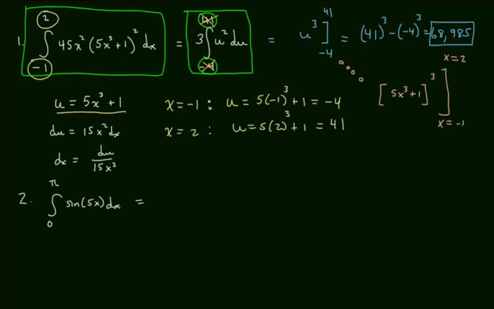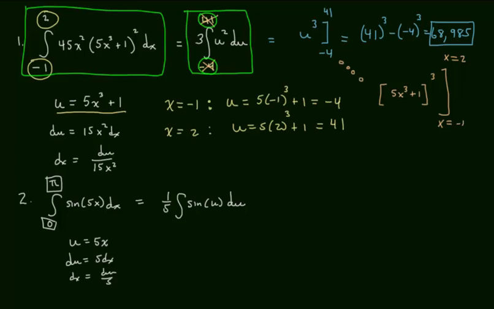Example 2, the integral from 0 to pi of sine of 5x. This is a mini u, but I'll do it anyway. U equals 5x, du is 5 dx, and dx is du over 5. So I know I'm going to pull out a 1/5, and this is going to now become sine of u du. I have to convert my bounds to u bounds, or at least in these examples I do.